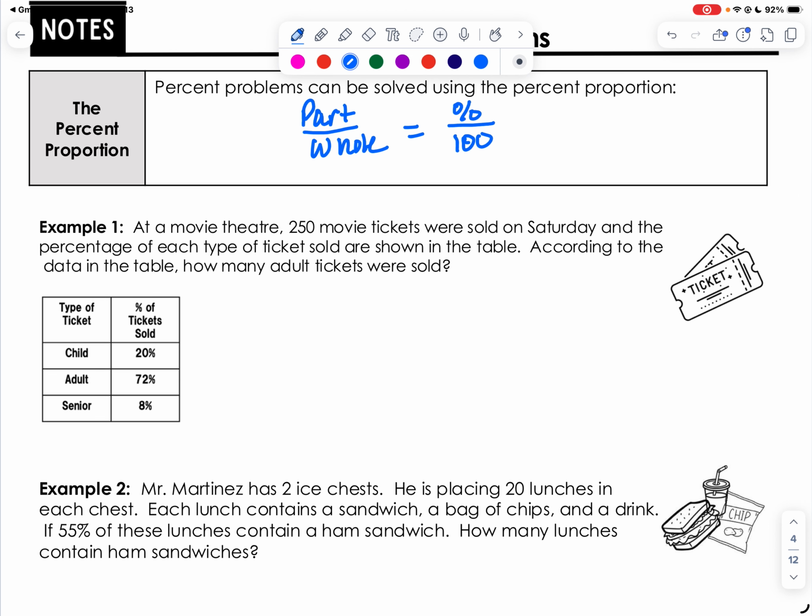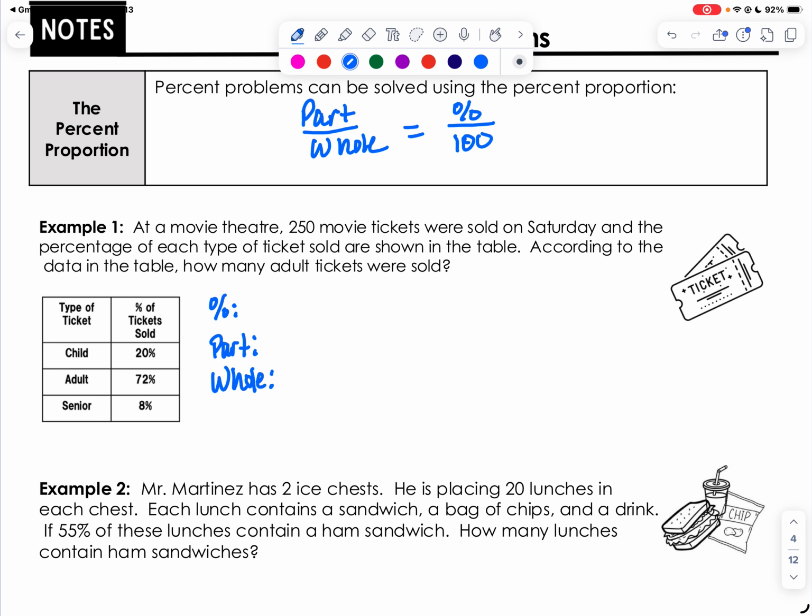At a movie theater, 250 movie tickets were sold on Saturday, and the percentage of each type of ticket sold is shown in the table. According to the data in the table, how many adult tickets were sold? So let's identify our percent, our part, and our whole, and then we'll use those numbers to set up our percent proportion. So in this problem, they're asking how many adult tickets were sold.